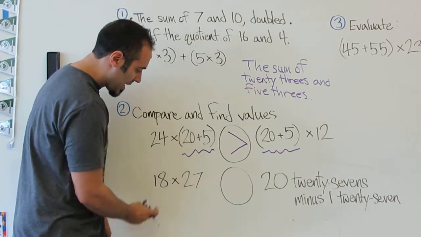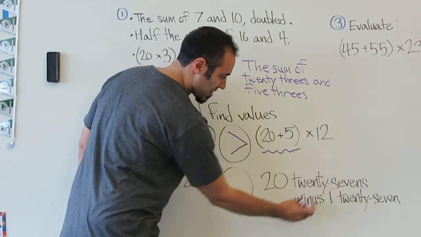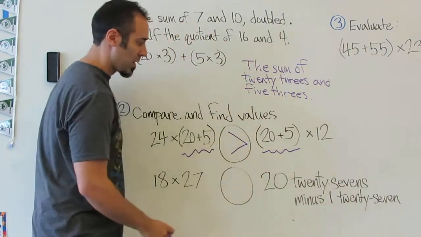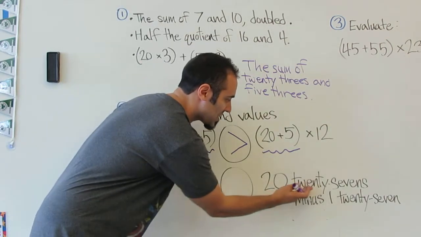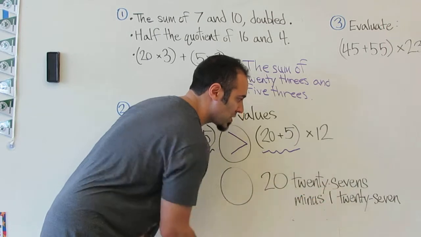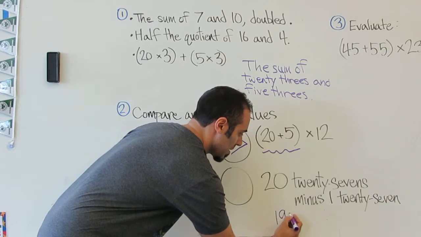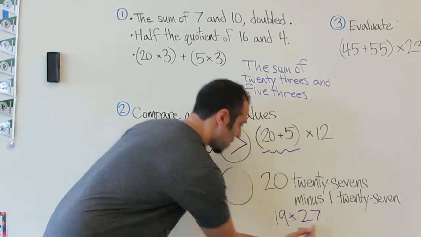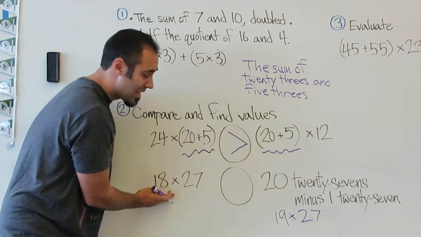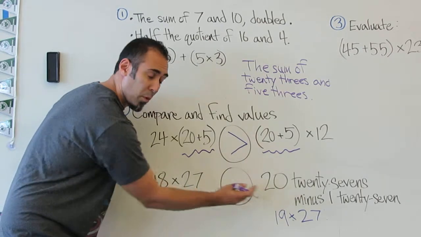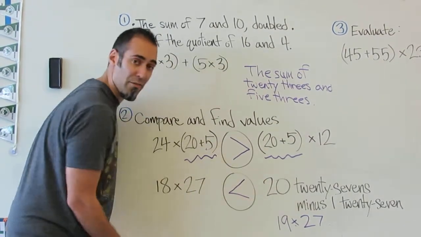Going down to this next problem, 18 times 27 compared to 20 27s minus 1 27. Well, we know that we have 27 18 times here. Here we have 27 20 times minus 1 27. So 20 minus 1 is going to be 19, and I'm multiplying that by 27. If I can translate this to that, and then compare it to this side, I'll know that 19 is a higher value than 18, therefore I'm multiplying 27 one more time on this side. So I'll be using this symbol to show that this one has a higher value.